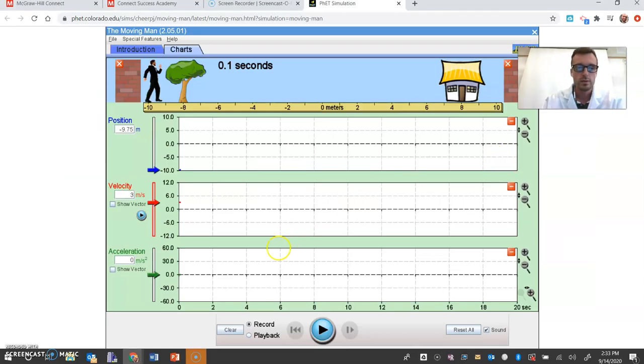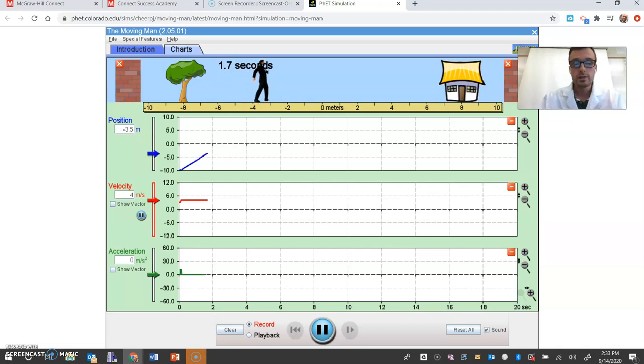Let's take a look at what this might play out to look like. So let's set them up again. We've got the initial position of -10. We'll give him a velocity of +4 and no acceleration. Let's see if this is what we expected. Well, we expected this guy, since he's going at a constant speed, to have a position time graph that looks like a straight line with a positive slope since he's moving forward.